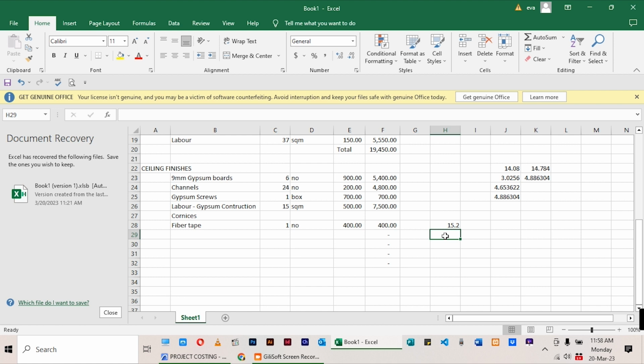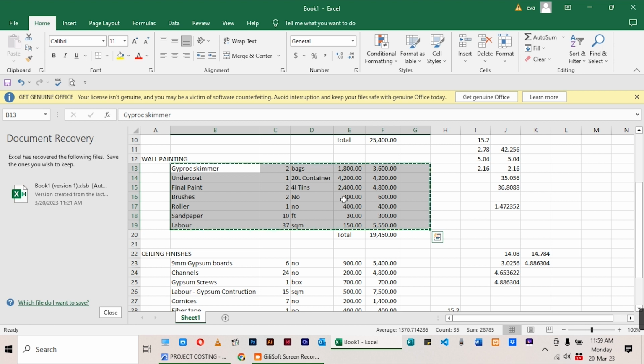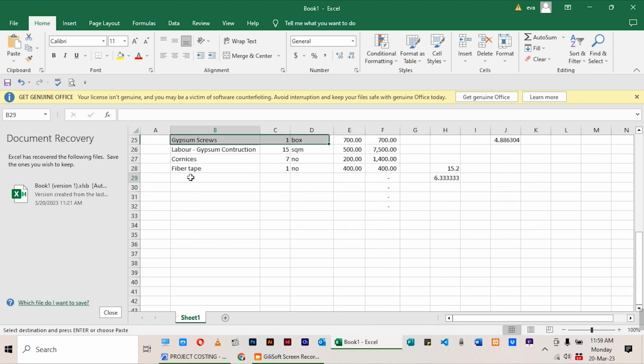Each cornice is 2.4. So it equals this divided by 2.4. That means we need 7 cornices. The price of cornice currently is 200. Then, as already indicated, we are going to the painting, so you can just copy this upper part. We need all of this. Only the quantities will vary.